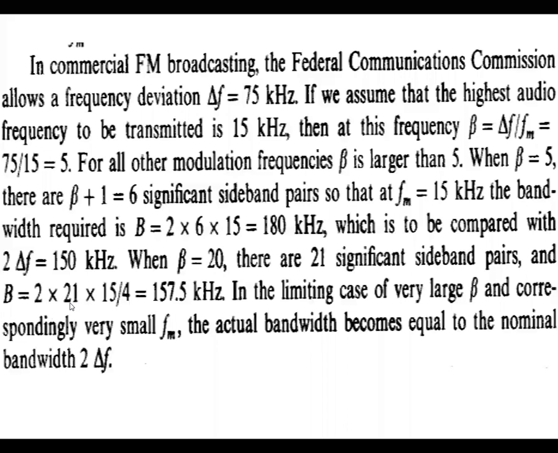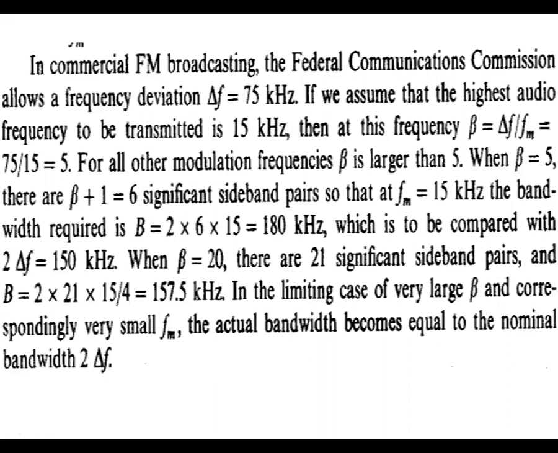The actual bandwidth is 2 into (beta plus 1), that is 21, into FM. In the first case the value 15 was directly taken, because at beta value 5, FM is 15. At beta value 20, what is the FM value here? Beta is 20, FM is 15.